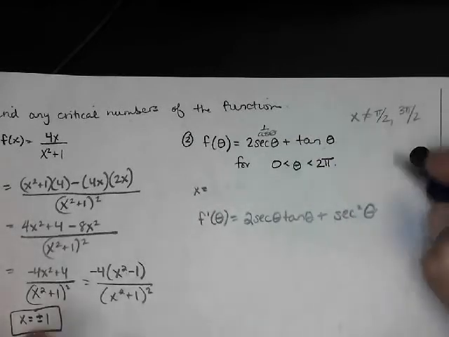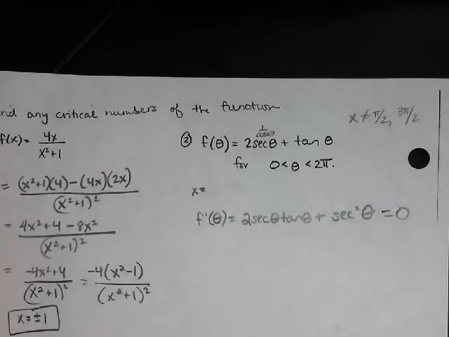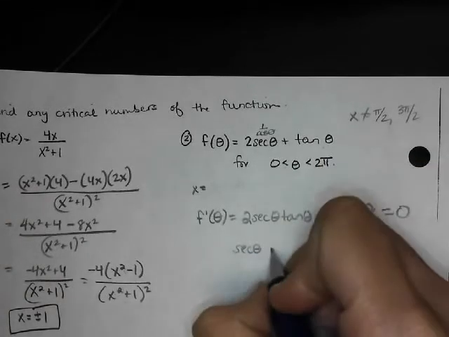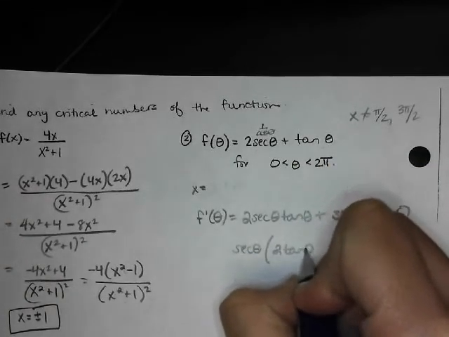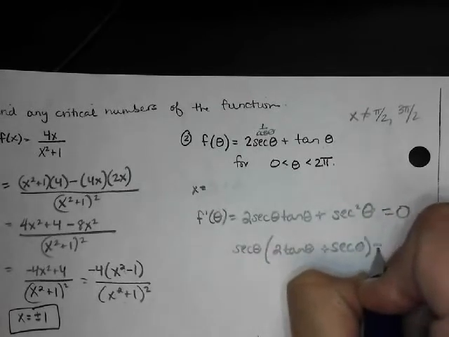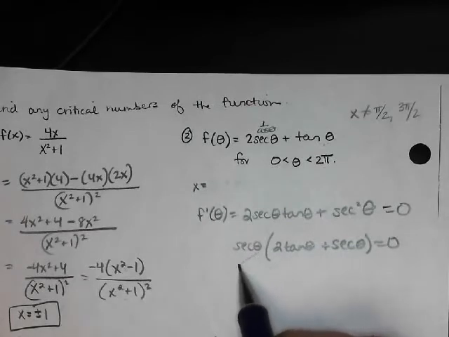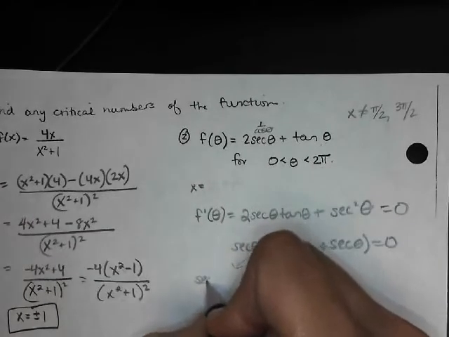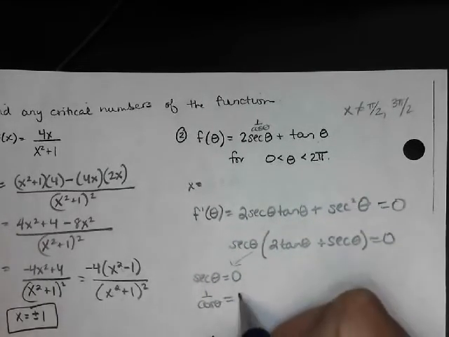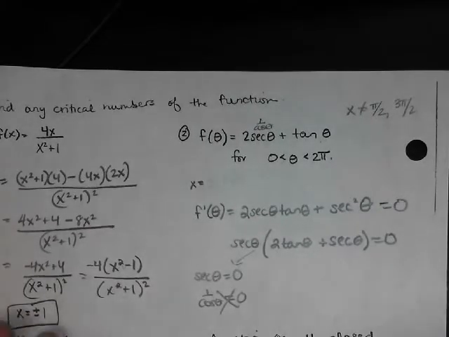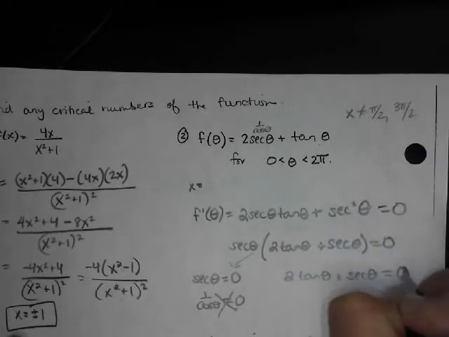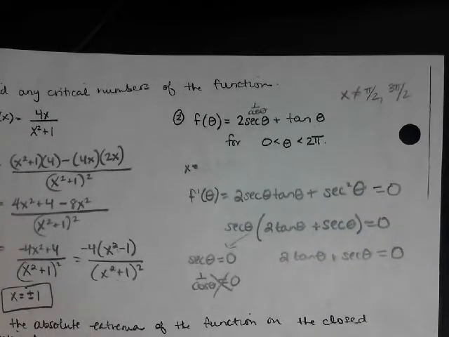From here, we would just find out where does this equal 0. So I am going to factor out a secant. I'd be left with 2 tan theta plus secant. And so secant theta equals 0? Never. That's 1 over cosine theta equaling 0. That never happens. 2 tangent of theta plus secant of theta equals 0. And this is going to take some more thought.